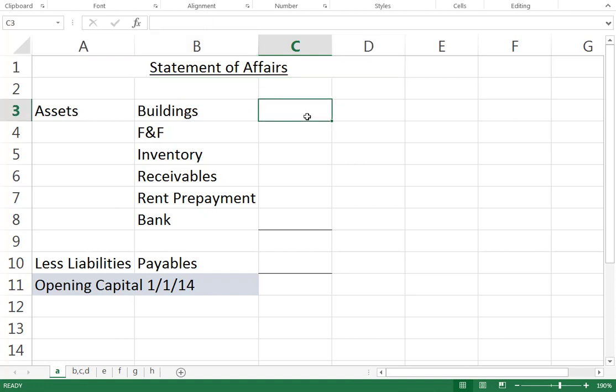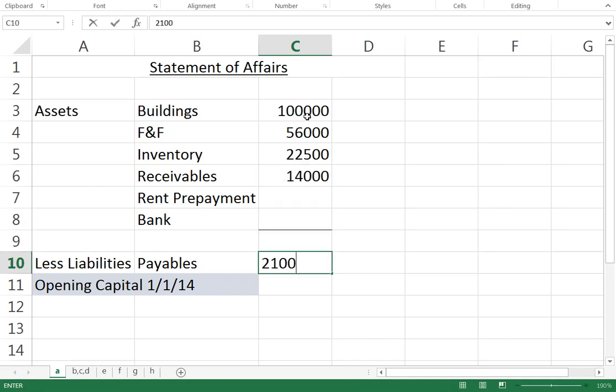So it told us that the value of the building was 100,000. It told us that the value of the fixtures and fittings was 56,000. The closing inventory, I think I'm going to have to calculate. Oh no, sorry, it's opening inventory I'm looking for. Opening inventory is 22,500. Opening receivables and payables were 14,000 for receivables, 21,000 for payables.